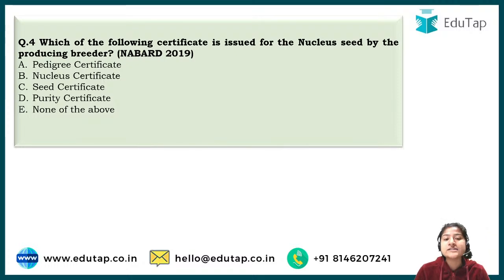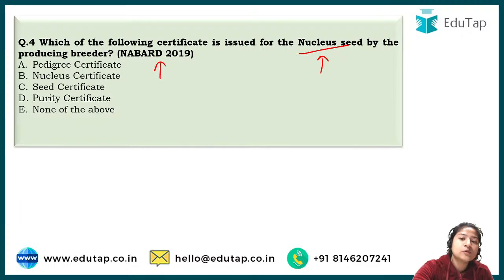Which of the following certificates is issued for the nucleus seed by the producing breeder? Here you have to tell the tag or the certificate that is assigned for the nucleus seed. This question is also from NABARD 2019. Tell the correct answer fast so that we can move ahead, because there are many questions today that we have to cover. Manish says option B. Is there anyone else?